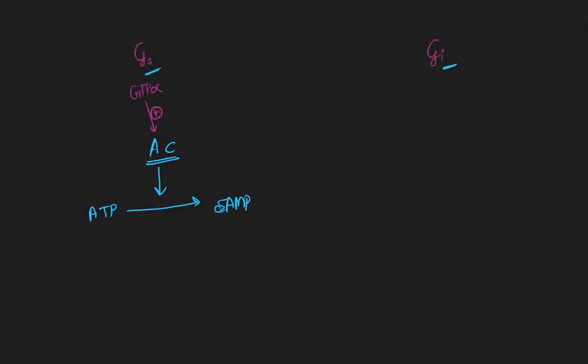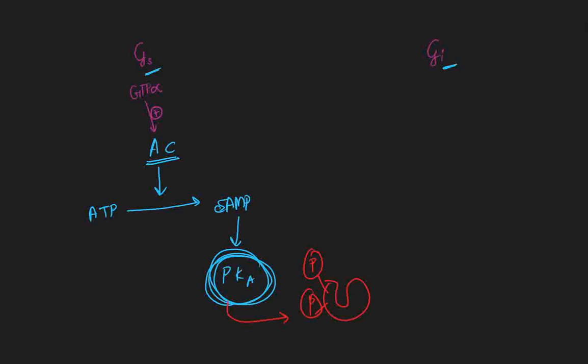This cyclic AMP will go and activate your protein kinase A. Why is this important? Now your protein kinase A phosphorylates your enzymes or your transporters, your proteins. This phosphorylation of your enzyme can have various effects. It can either activate your enzyme or it can inhibit your enzyme and ultimately lead to the biological effect.